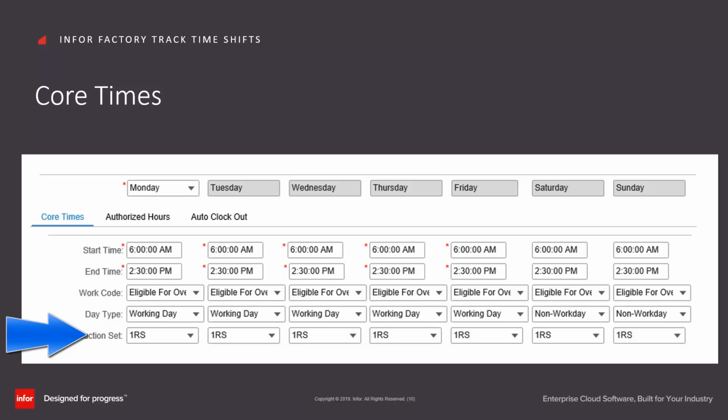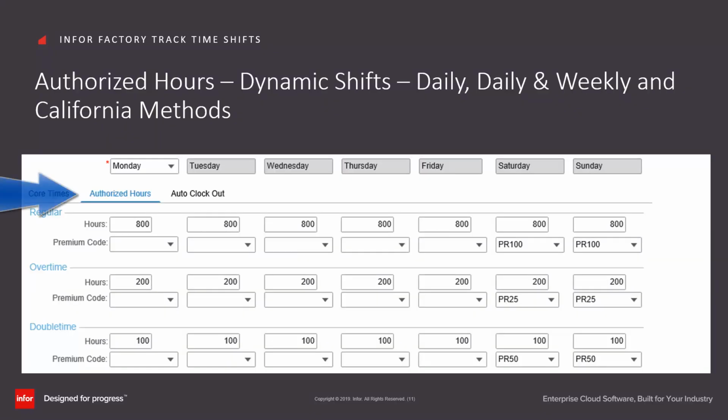Reduction sets are schedules for lunch and break times that are created on the reduction set form. Select a reduction set from the pull-down. The same reduction set may be used for each shift day, but there are many other acceptable combinations as well. We can leave the field blank if there are no reductions for a shift, specify a reduction for some days and leave others blank, or specify different reduction sets for different days. Next, we set the Authorized Hours tab. The settings depend on what type of shifts we're talking about.